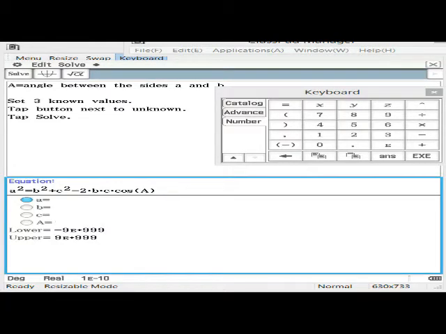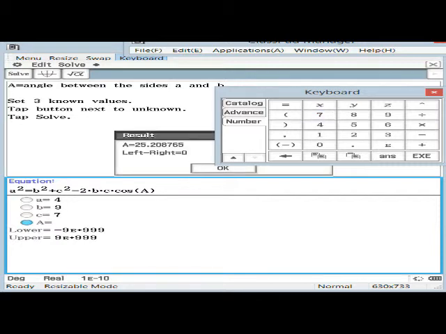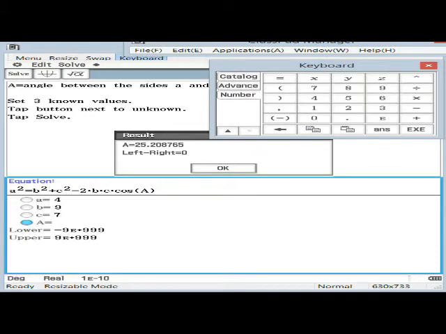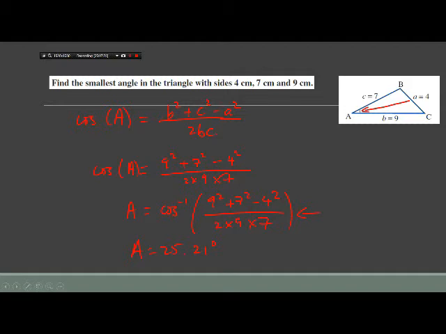So just to show you the equation activity, this time we're looking for big A, so we're going to tap on big A. We have small a equal to 4, b equal to 9, and c equal to 7. Using solve, this will give us the solution again, which is 25.21. So just writing the answer in here, we have 25.21 degrees. Remember, if we need to put it into degrees and minutes, we can use the DMS function to look for that.